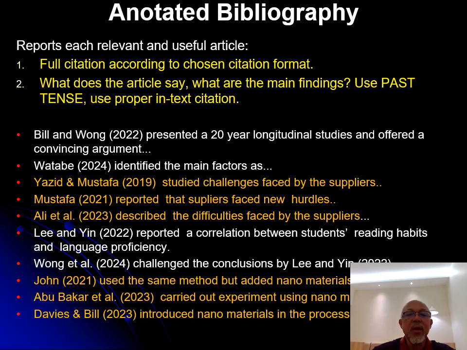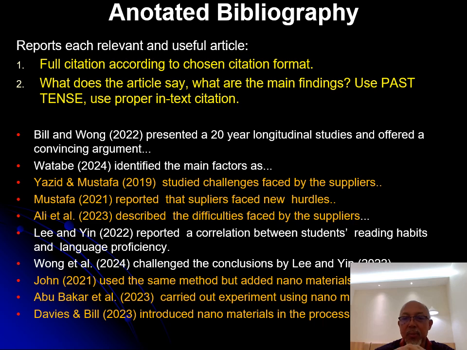And then number two is very important. Just summarize, maybe in one or two sentences, what the article says and what the main findings are. Use past tense and use proper in-text citation. For example, you are reading a paper by Bill and Wong. What did Bill and Wong say? What did they do? What did they present? You can say, for example, Bill and Wong presented a 20-year longitudinal study and offered a convincing argument on something.